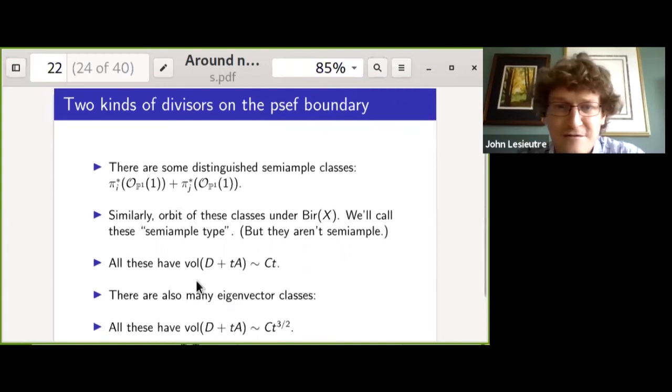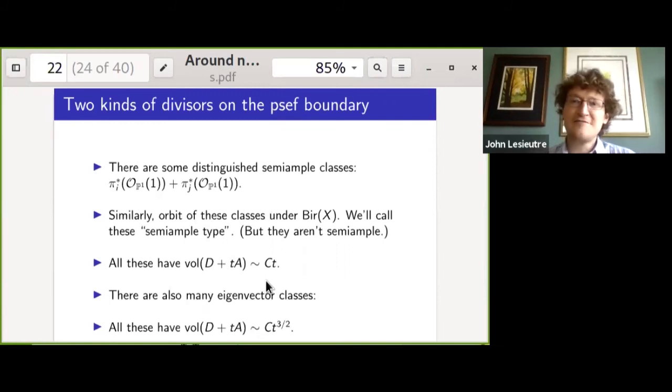I guess I'm going to switch over to volume here. The volume of D plus tA for those divisors, any of them, so it's easy for these, and then it follows for their pullbacks, is that the volume of D plus t times an ample grows linearly in t.